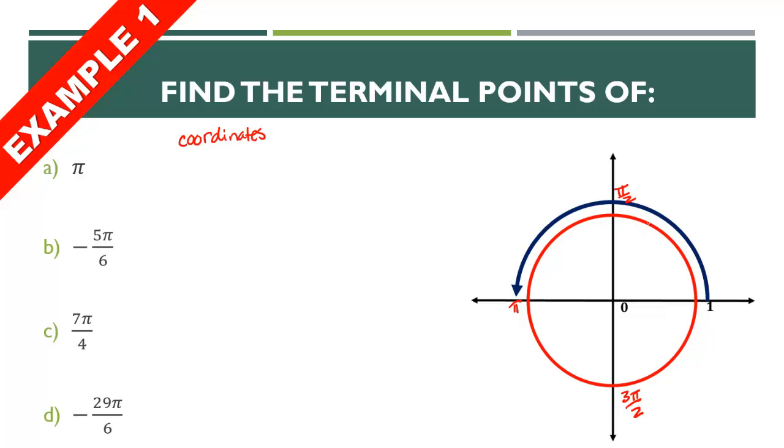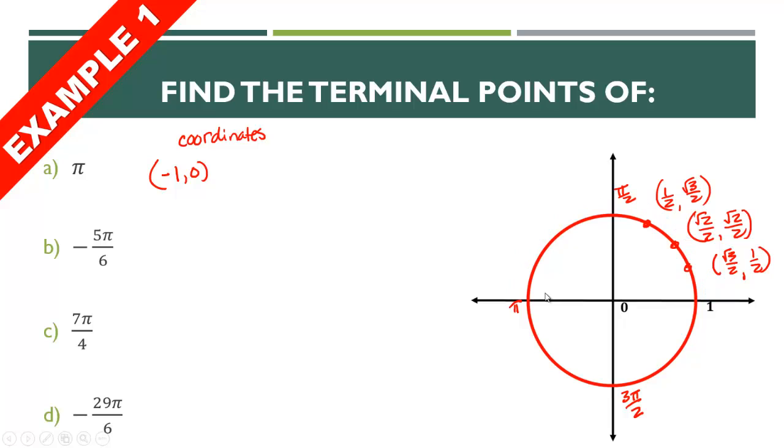Alright, so again, it might be helpful if you wrote down the ones that you know. So root 3 over 2, 1/2. Root 2 over 2, root 2 over 2. 1/2, root 3 over 2. Okay, now pi, that one's easy. We know that that's at -1, 0. It was positive, so we went counterclockwise around. It ended right on the x-axis at pi, which is at -1, 0. Piece of cake.